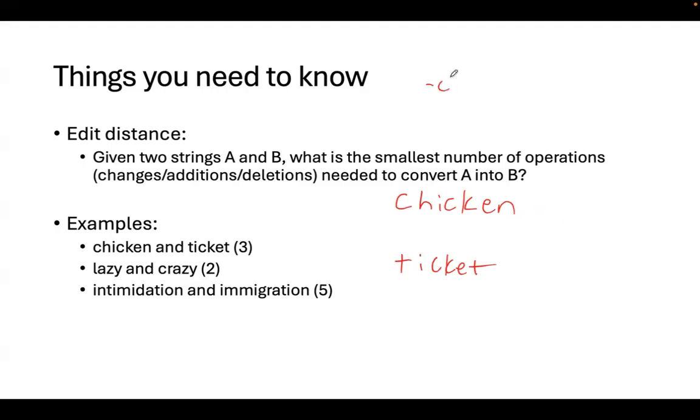Operations include changing a letter. So let's say we had, trying to think of two words that are similar, okay, let's make one of them cat and the other one bat. This is an example where you would change. So if you wanted to change cat into bat, you change the C for a B. So that's a letter change.